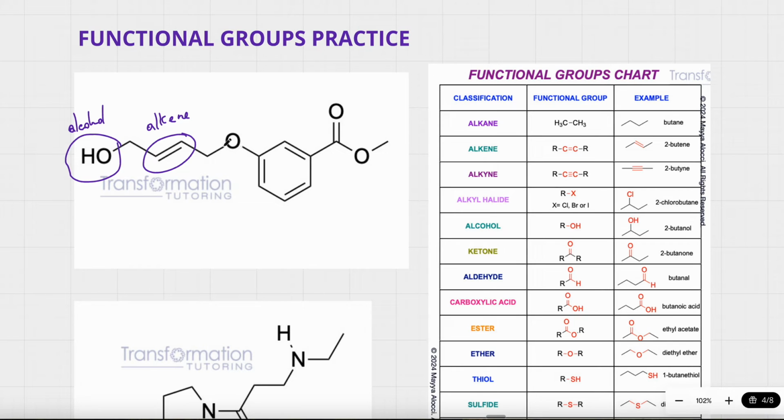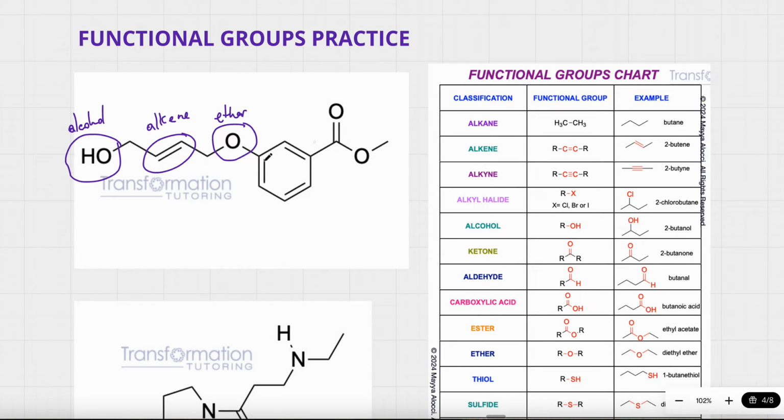Next, I see an oxygen. What is my oxygen attached to? This oxygen is attached to carbon on one side and carbon on the other side. So it's an oxygen in between two carbons. What functional group is that? Here we see that if we have an oxygen in between two R groups, two carbons, then it is going to be an ether. For example, here is an example of diethyl ether. Again, you see an oxygen in between two carbons. So this functional group will be an ether.